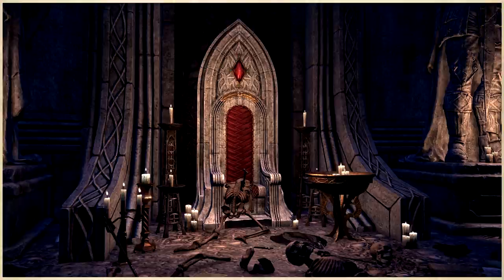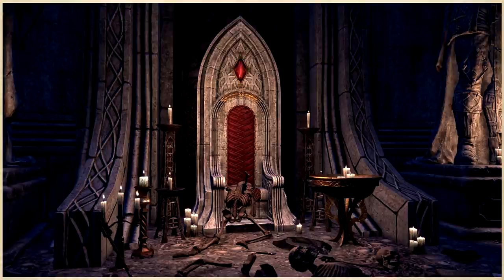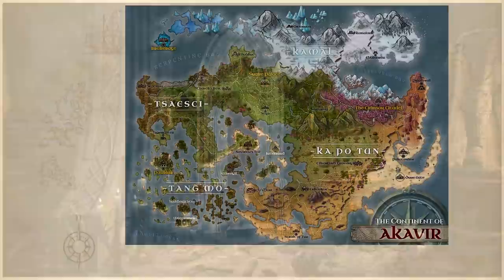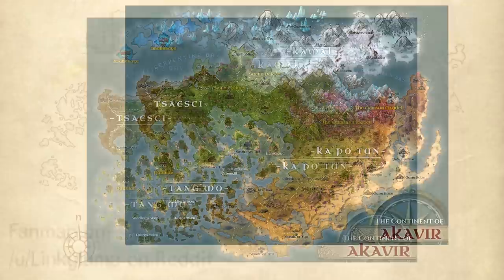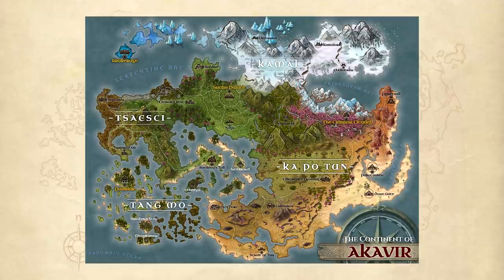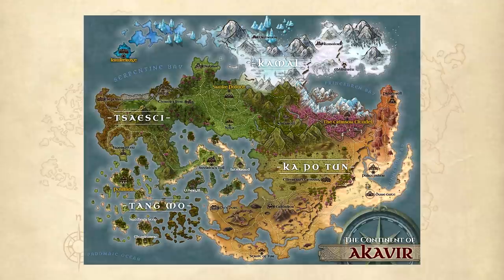Now, moving on, let's talk about the Tsaesci. Sorry, the Potun. The nation of Kapotun, which translates to Tiger Dragon Empire, was formerly known as Potun, and the race of this nation also goes by the same name. They're a race of tiger-like catfolk who are rumored to be similar in anatomy to the Khajiit. This race has never attempted to invade Tamriel, but they're at constant odds with the Sesi and consider them their greatest enemy.